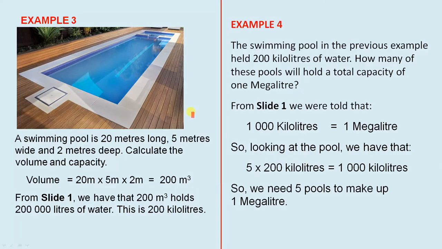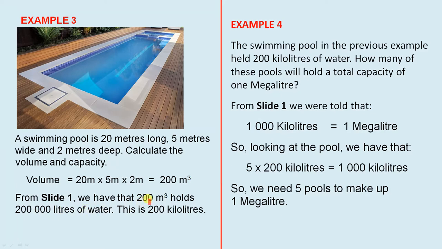Example 3. A swimming pool is 20 metres long, 5 metres wide and 2 metres deep. Calculate the volume and capacity. So for the volume, you multiply the measurements together to give you 200 cubic metres. So from the first slide, we have 200 cubic metres holds 200,000 litres of water. So you check that conversion from the first slide.